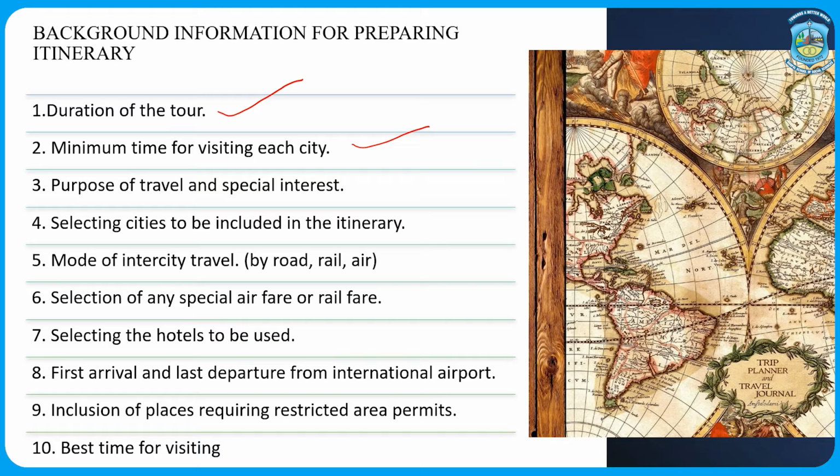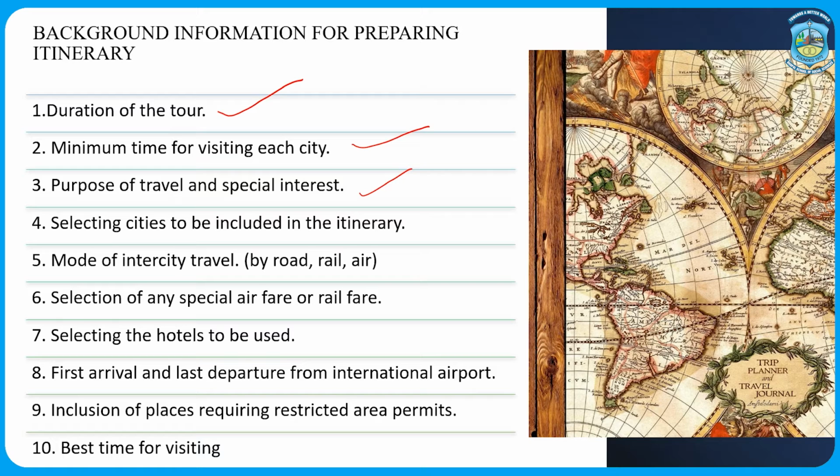Next is the purpose of the travel and special interest. What was the purpose? It was education, it was just sightseeing or it was a meeting, or whether you are going for MICE tourism, or for wildlife, or for adventure. It could be anything, that is the purpose of the travel.